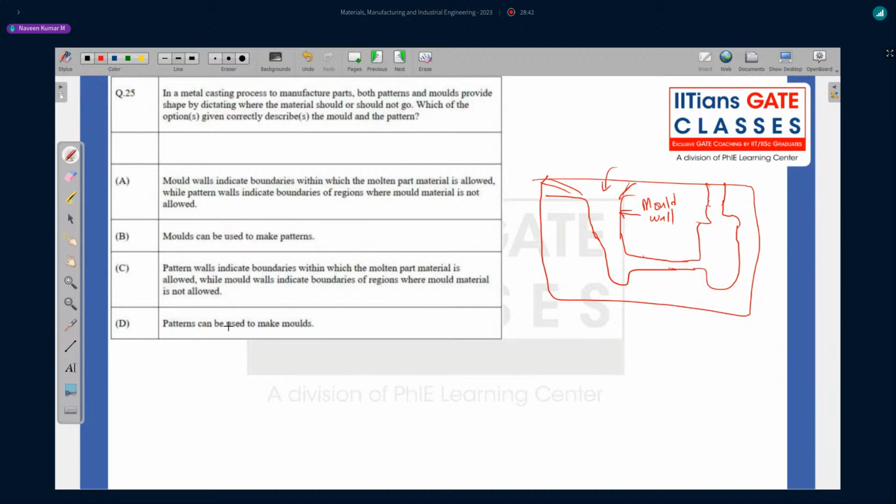Patterns can be used to make molds. This is absolutely true. But people often get confused with these things. Molds can be used to make patterns. So people will think that no, it is reverse, right? So why are we thinking that molds will make patterns?